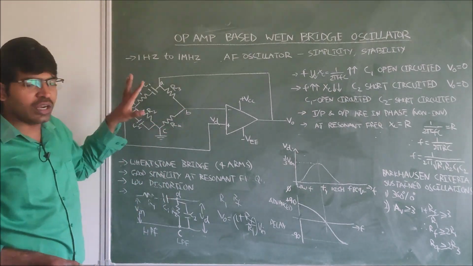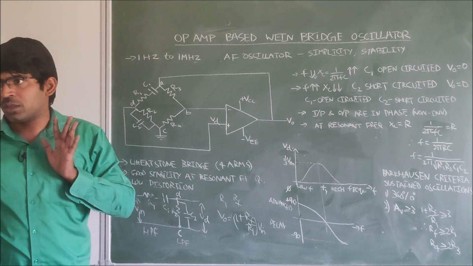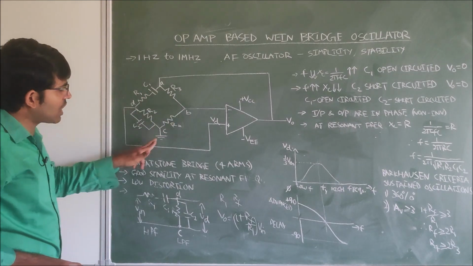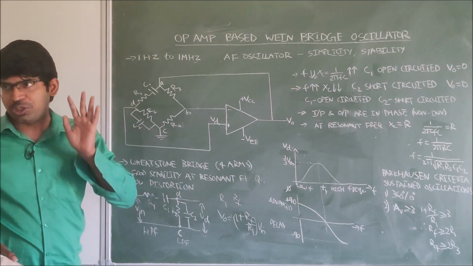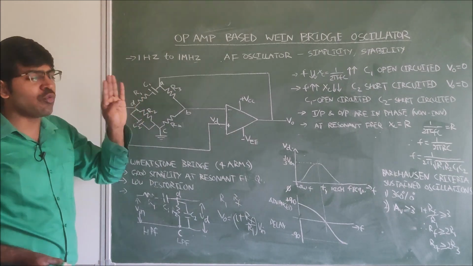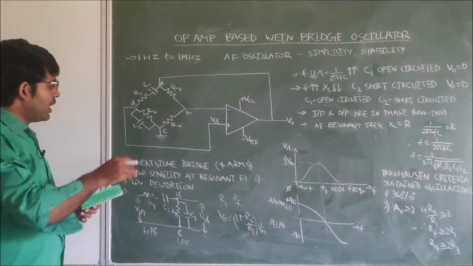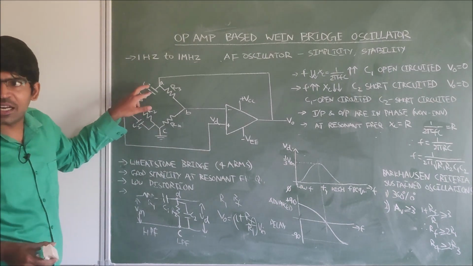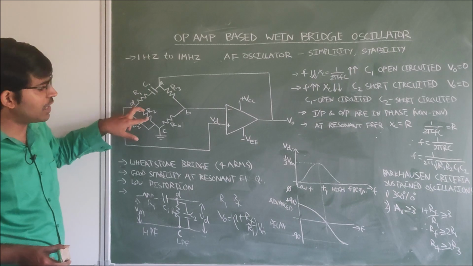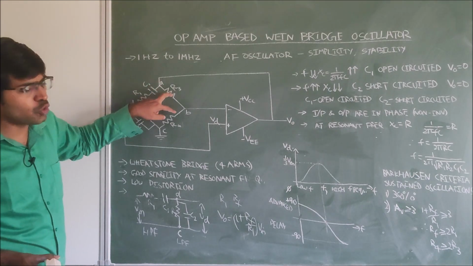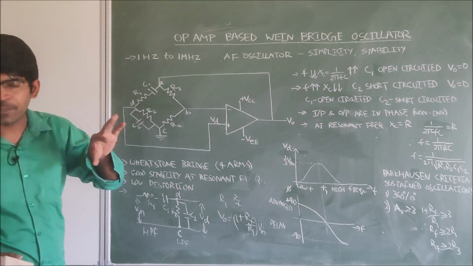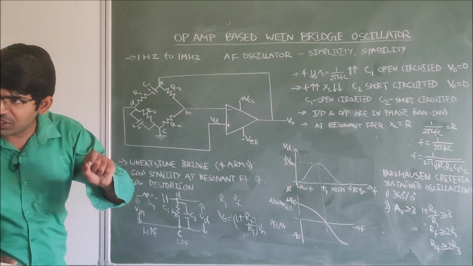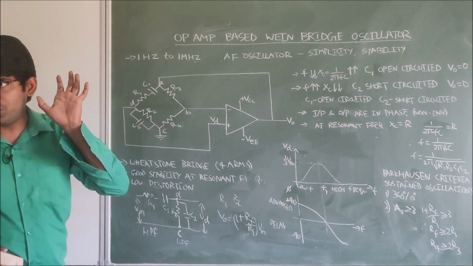Here you observe only resistors and capacitors; there is no inductor, so this is an RC circuit. This bridge is called a Wheatstone bridge. In this bridge we have 4 arms. In 2 arms we have a resistor and capacitor connected in series and parallel. In the other 2 arms we have 2 resistors. The first 2 arms decide the frequency of the oscillator output.